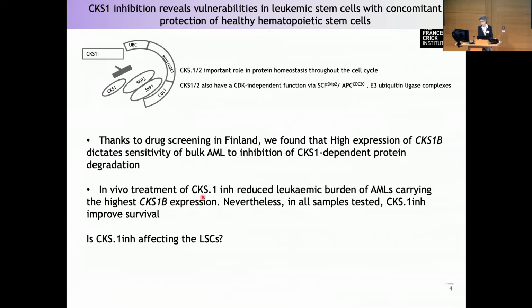So Bill, in parallel to that, started to look into whether a CKS1 inhibitor could indeed decrease the leukemia burden. And this is what he showed. I'm not going to go into detail about that, but he showed essentially a good correlation, again, of reduction of the leukemic burden with higher CKS1 expression.